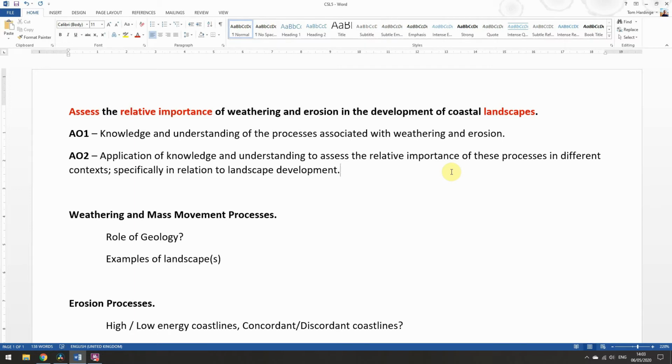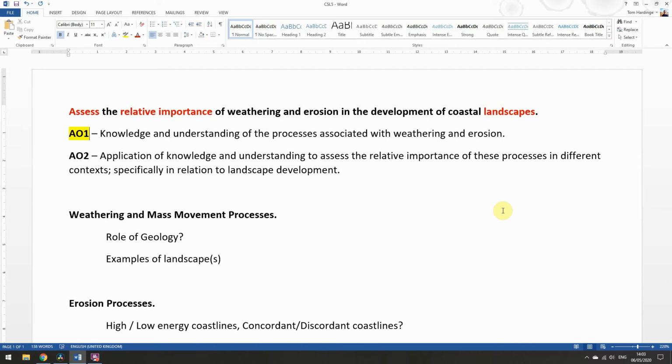Within the question there are two things that you're being marked on. One of those is what we call AO1, or your knowledge and understanding of the processes. So you need to make sure you've got very good descriptions and explanations of processes of weathering and erosion. You're using the right kind of terminology. You're making accurate and specific reference to places or events.